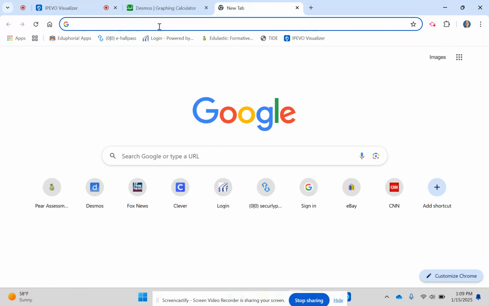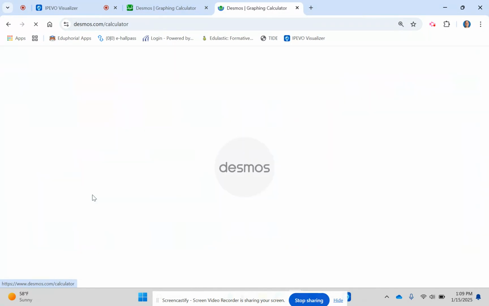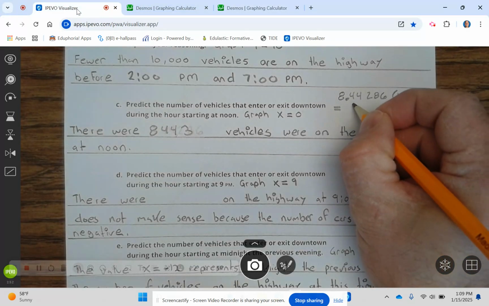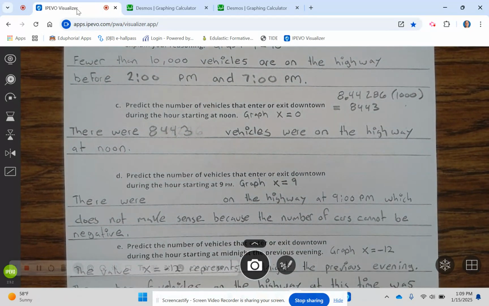Let's add another table, or Desmos. So I need to multiply 8.44286 times 1,000. And then let's round that to a whole number, so that's 8,443 vehicles were on the highway at noon. All right, go ahead and finish up C.